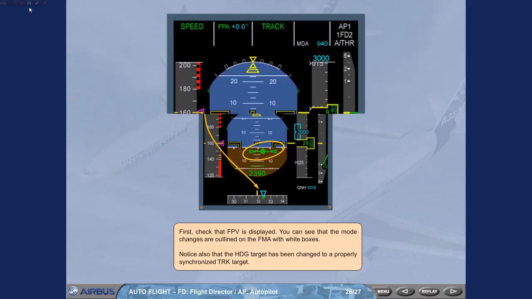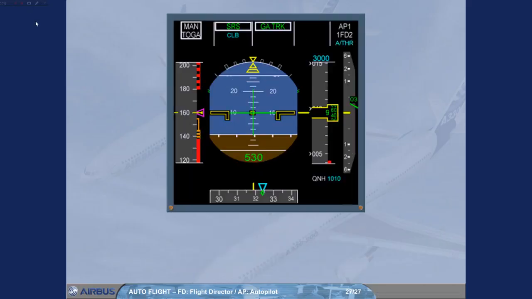The flight path vector is the best flying reference to fly a stabilized segment of trajectory, i.e. an approach, but attitude is the best suited flying reference to fly a dynamic maneuver, i.e. a go-around. You will further practice the use of the flight path vector and FPD during the simulator sessions.